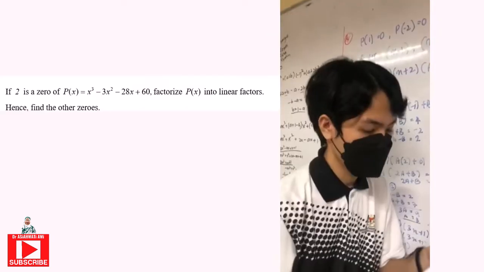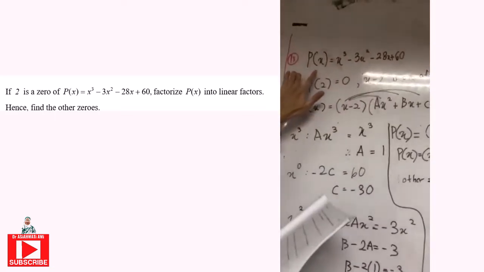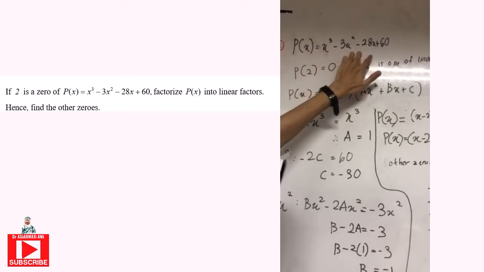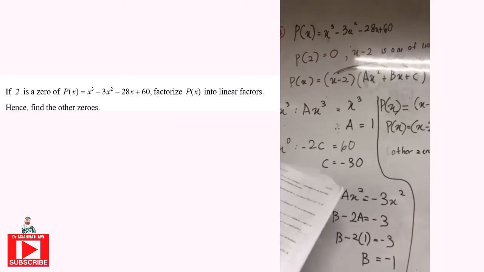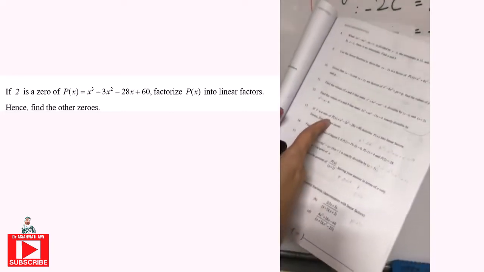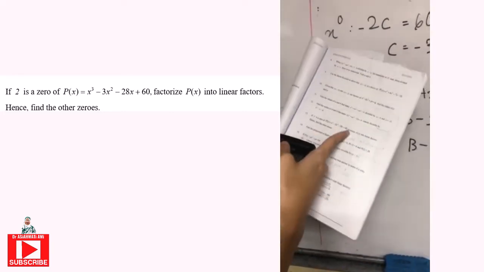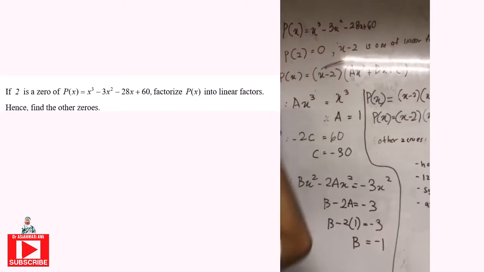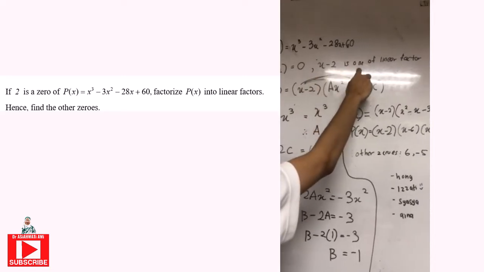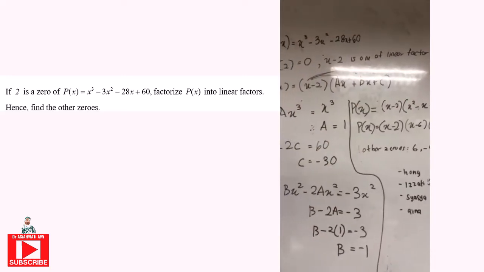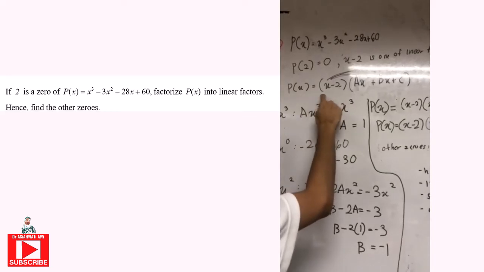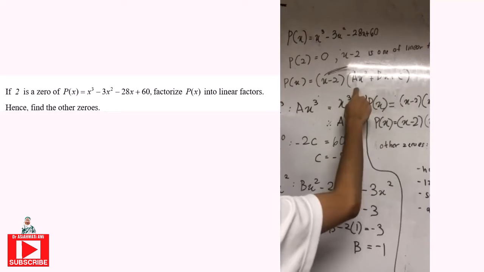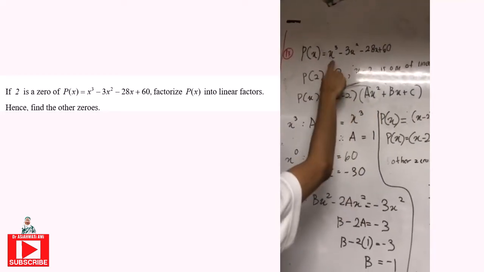Okay. Question 13. Given p(x) equal to x power of 3 minus 3x power of 2 minus 28x plus 60. So it said that 2 is a 0 of p(x) of this equation. So we know because it said 2, so x minus 2 is one of the linear factor. So the factor, because it is x power of 3, so we must use this formula, so that when we expand we will get x power of 3.